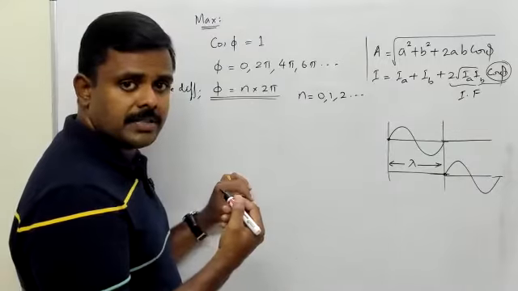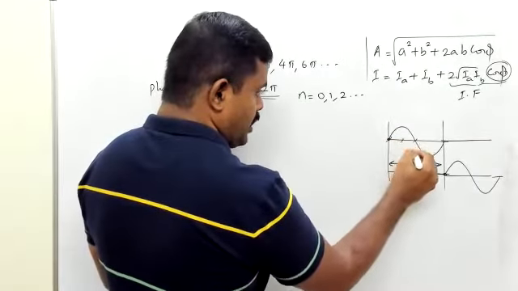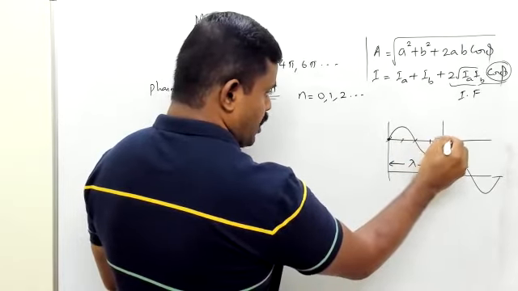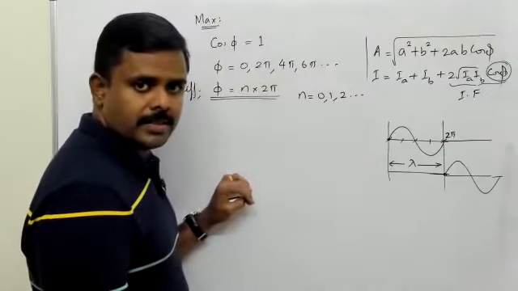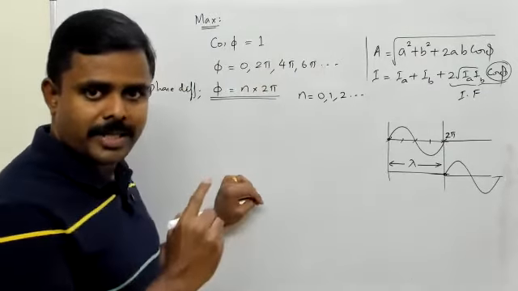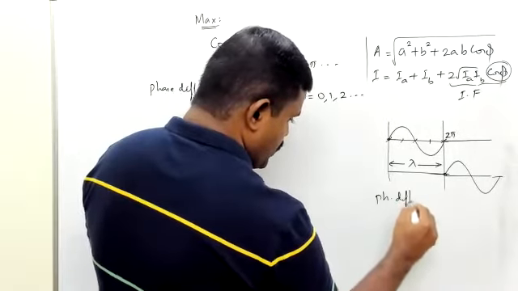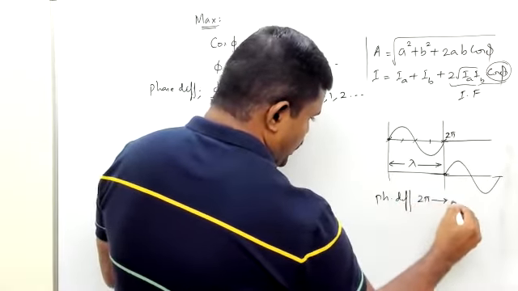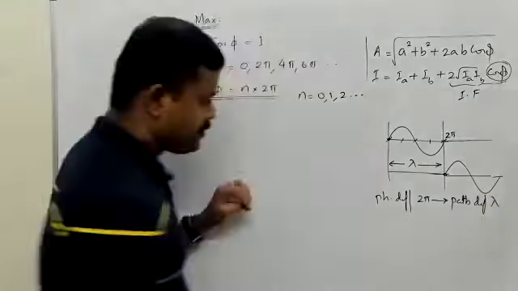What is the phase difference? Look at this: 0, pi by 2, pi, 3 pi by 2, 2 pi. So this is 2 pi. One full cycle means 2 pi, right? So a phase difference of 2 pi corresponds to a path difference of lambda.